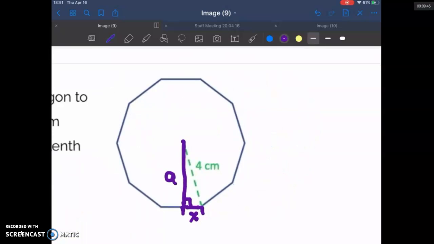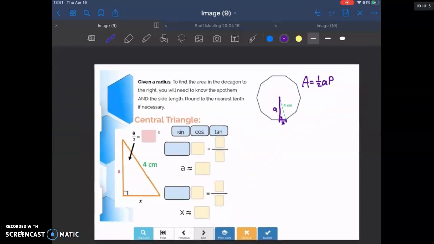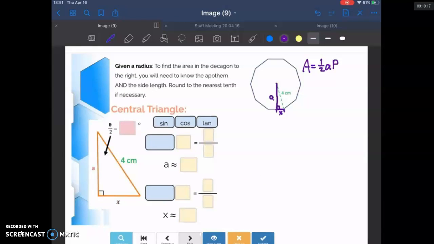The area of a polygon is 1/2 times the apothem times the perimeter. We're going to use our trig to find out how long this apothem is, and how long this half side is, which will give us the full side, which will give us the full perimeter. When we have all that information, we can plug it into our area formula and find our area.